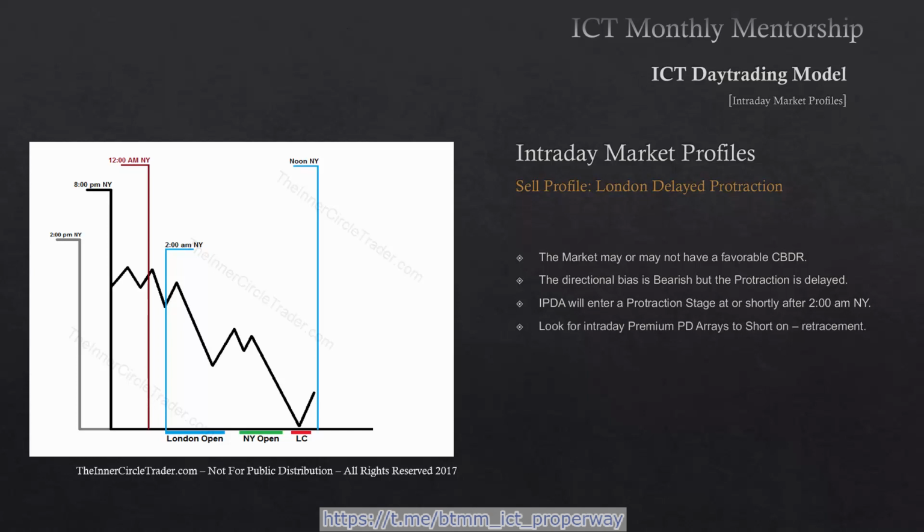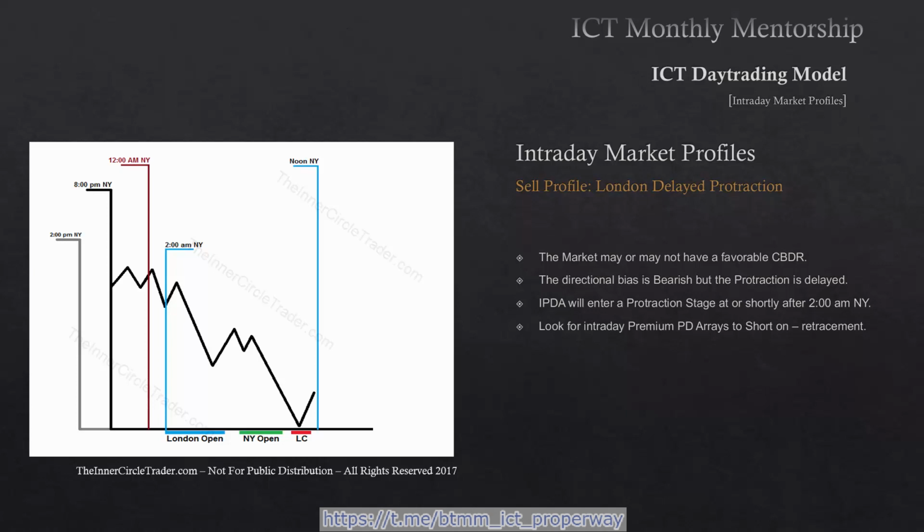You're going to be looking for an intraday premium PD array to short on inside that retracement. Now, again, that retracement is going to occur at or just after 2 a.m. When do you look for that? When the market does not create that 12 a.m. New York time rally. In other words, the price does not go into a protractionary stage higher after midnight. It just rolls over, goes soft, and just makes a progressively lower move going into 2 a.m. Not a problem. Draw a vertical line at 2 a.m. Wait for a retracement higher.